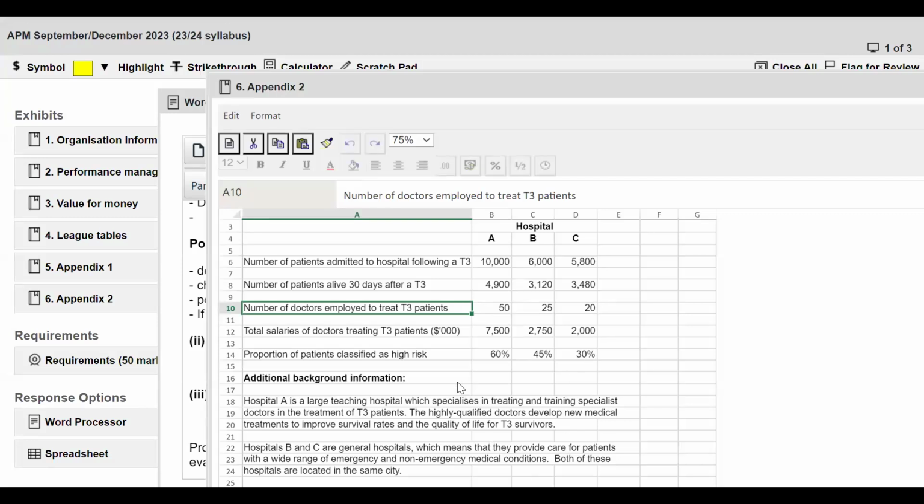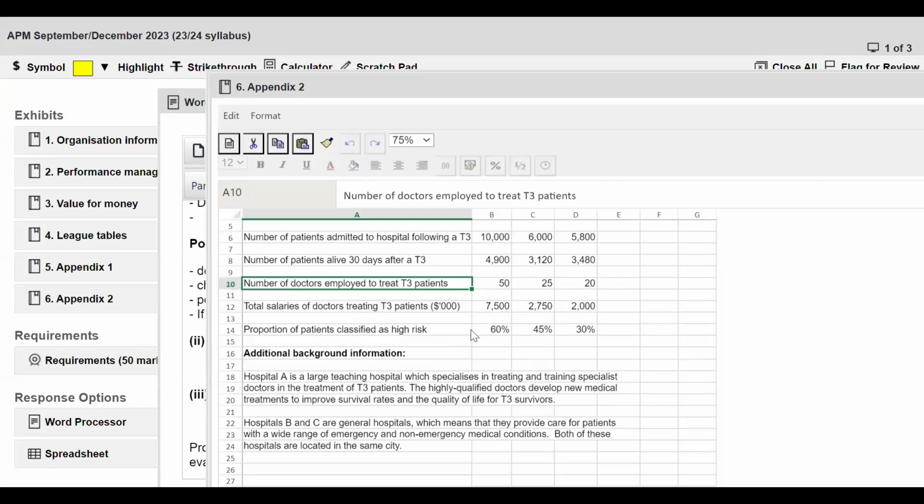Okay, so then what we have got is these multiple details available for the hospitals A, B, and C. Then what else is there? It says the additional background information.